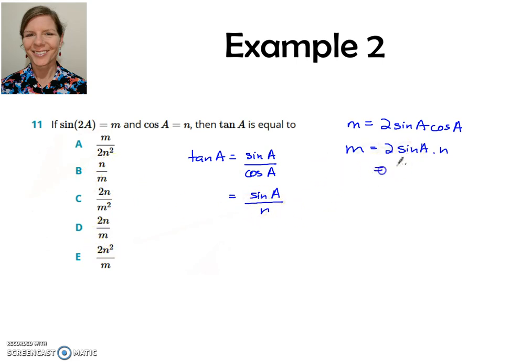We can also, from over here, write sin a in terms of m and n. It's going to be m over 2n. So far so good. Now we can say that's m over 2n, all divided by n, which gives us m over 2n squared. Having done that, is that in the answers? Yes, it is. It's option A.